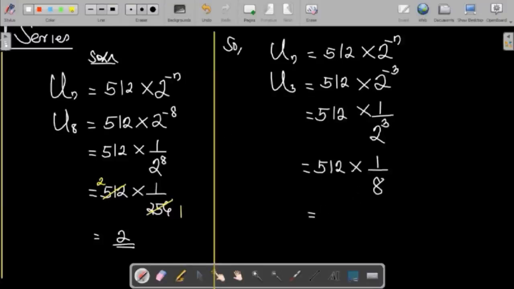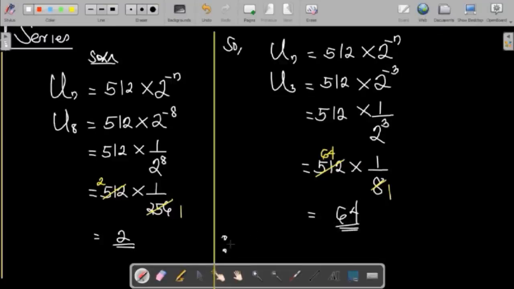Then what can divide this? I notice 8 divides 8 to give 1, and 8 divides 512 to give 64. So 64 times 1, we still have 64. So we are through with that.